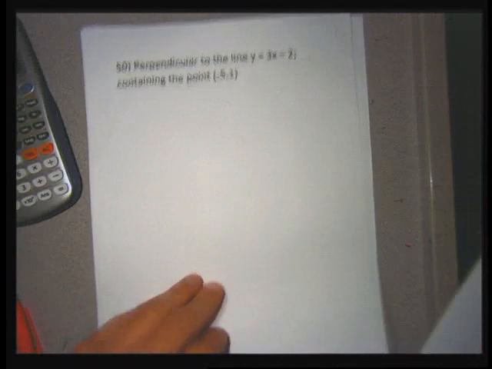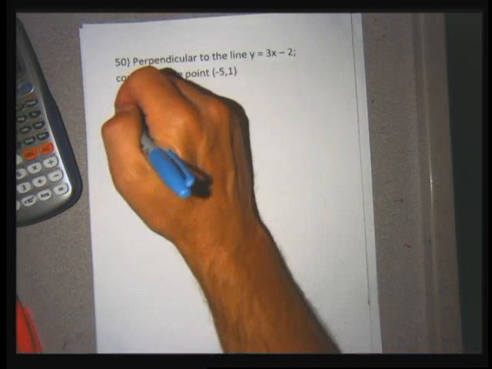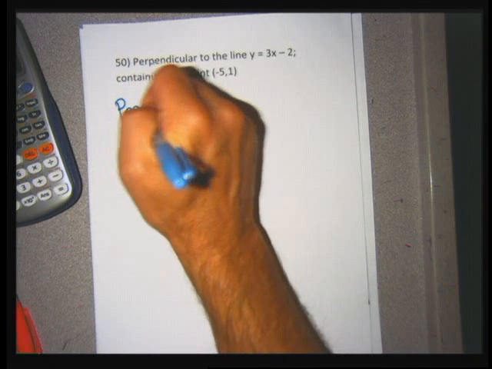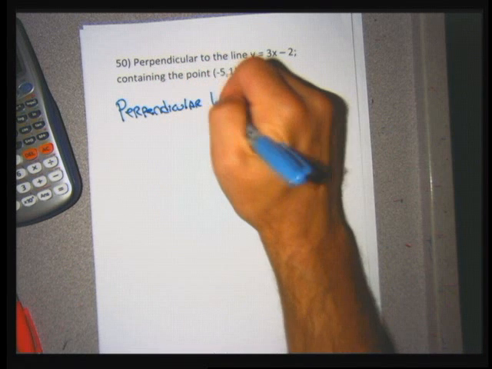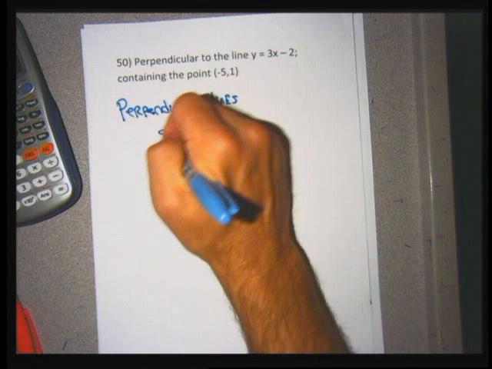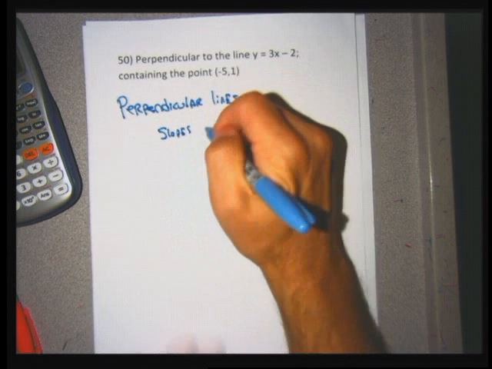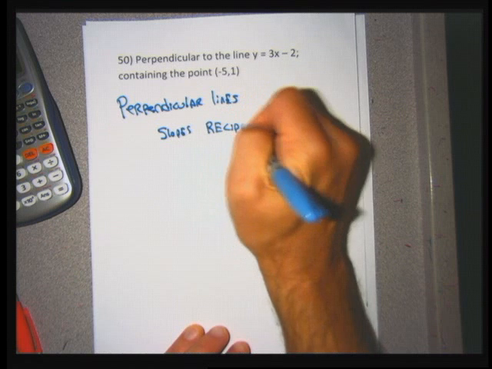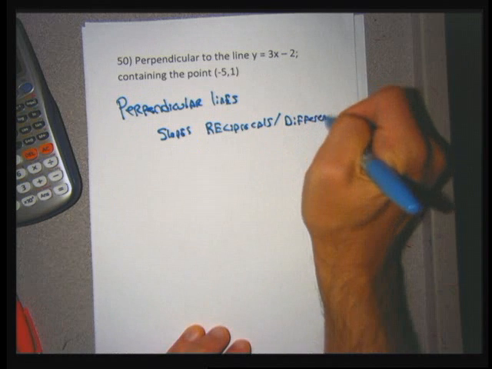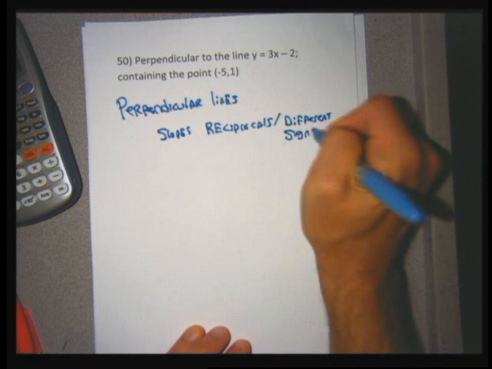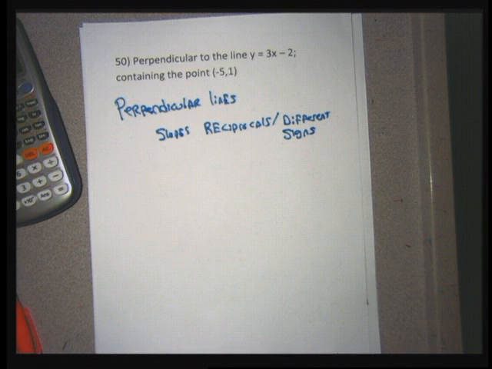The next two problems have perpendiculars, and perpendicular lines have slopes that are reciprocals with opposite signs. So perpendicular lines have slopes that are reciprocals with different signs, or opposite signs. So my goal is to get an equation for a line that's perpendicular to a line.